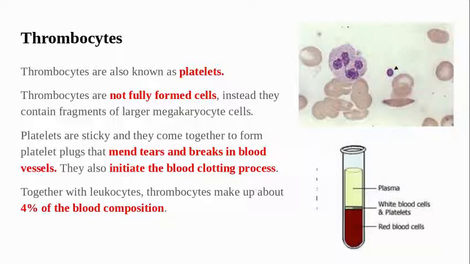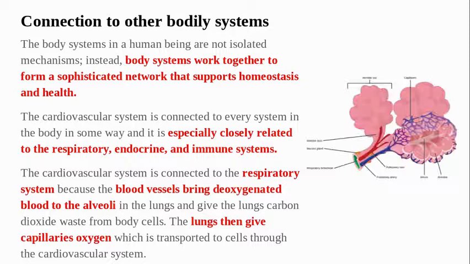And thrombocytes are not fully formed cells. They contain fragments of cells called megakaryocytes. And platelets are sticky, and so they all come together and form platelet plugs, which help to mend tears and breaks in blood vessels, and they initiate blood clotting processes. So they keep us from losing too much blood if there's a bleeding injury.